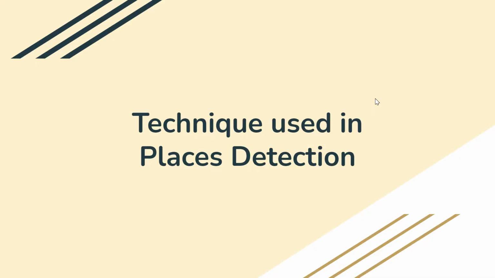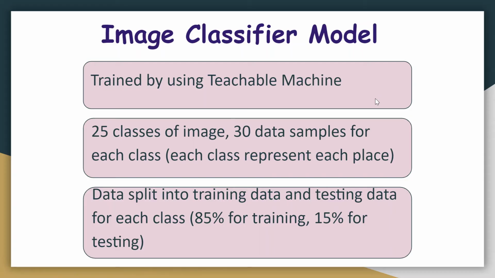Now let's look at the technique used in the place detection, where the image classifier module is used to classify and determine the place in the image input by the user. This model is trained using Teachable Machine. For now, there are 25 places in total that can be classified by the model. Each place is trained with 13 image data as samples. The data has been split into training data and testing data for each class, where 85% is for the training data and the remaining 15% is for the testing data.